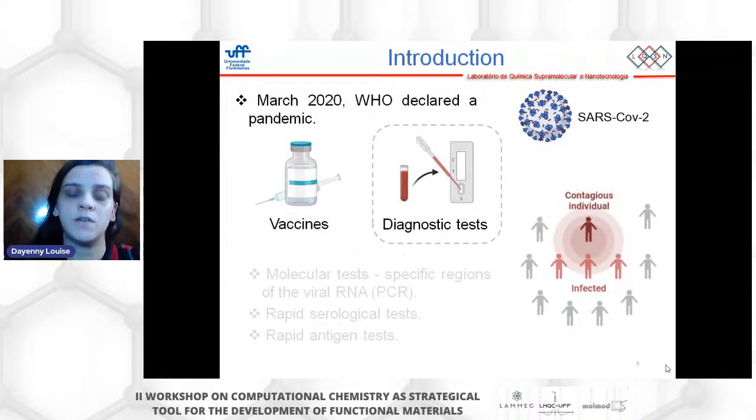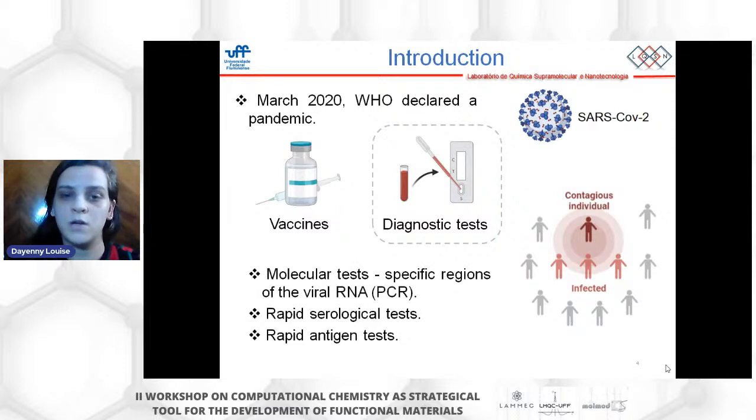And today, 2 years after the first confirmed cases, after all the scientific efforts towards this disease, we have a lot of different vaccines and diagnostic tests that were developed. And the ability to fast track, identify, and isolate these new cases is still very important to slow the spread of this virus. And today we have three major groups of diagnostic tests. We have the molecular tests, rapid serological tests, and rapid antigen tests. The molecular tests, as we know, one example is the PCR.